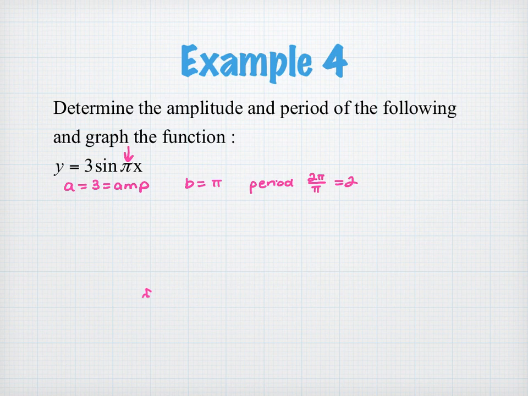Notice this time that my key points are not going to have pi in them. That's fine. It's actually easier because I'm going to take 2, multiply it times 1/4, times 1/2, and times 3/4. So this becomes 1/2, 1, and 3 over 2. First point still at 0, last point still at the period, which is 2.